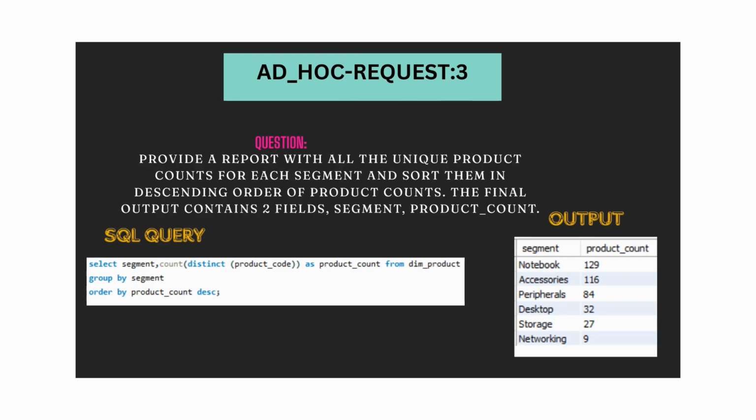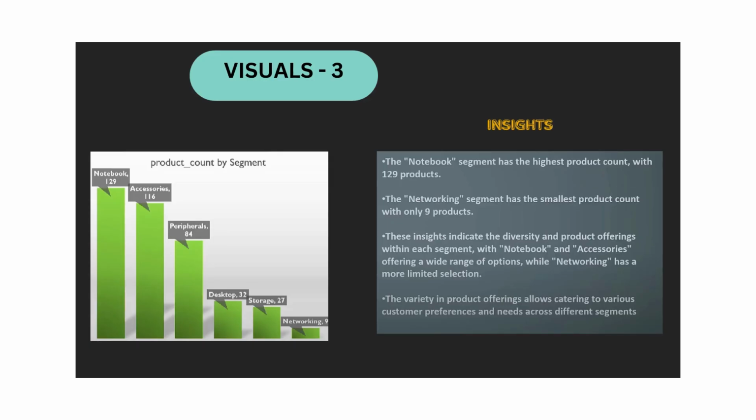Provide a report with all the unique product counts for each segment and sort them in descending order of product count. The final output contains 2 fields: segment and product_count. So I have run this query. It's a simple query. I have run it here, and the output comes up like this. And in a visual I have presented it here.